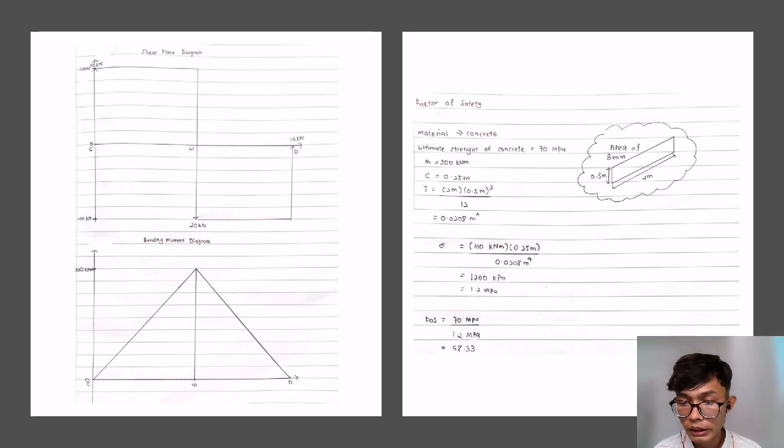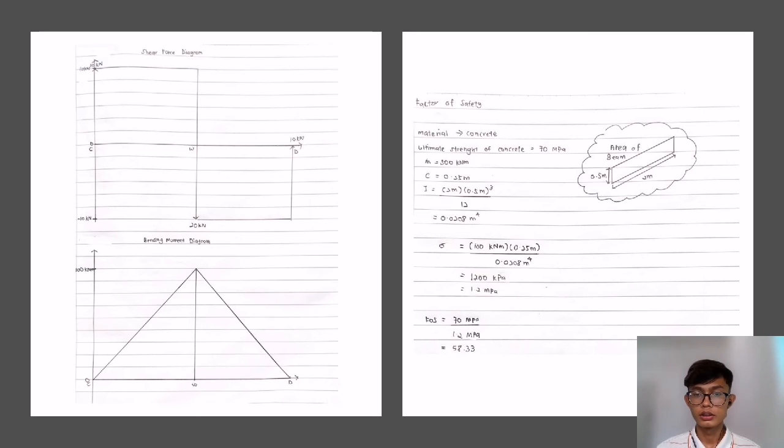So to find the bending stress, the formula is Mc over I. M we already got from the calculation earlier, which is 100 kilonewton meter. C is 0.25 meter, and I is 2 meter times 0.5 meter to the power of 3 over 12. We get 0.0208 meter to the power of 4.